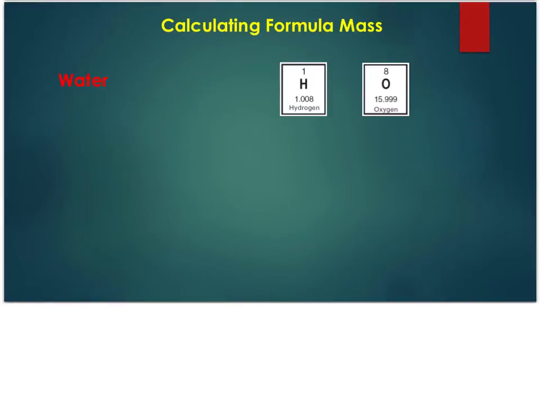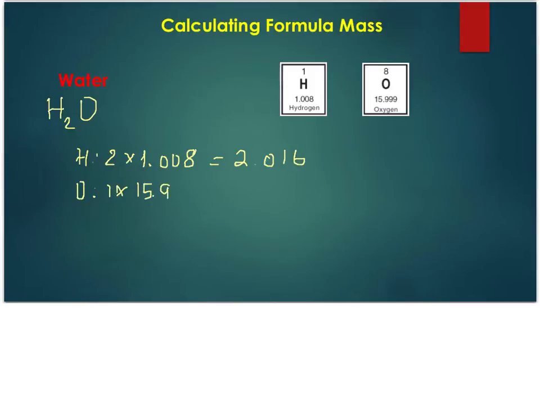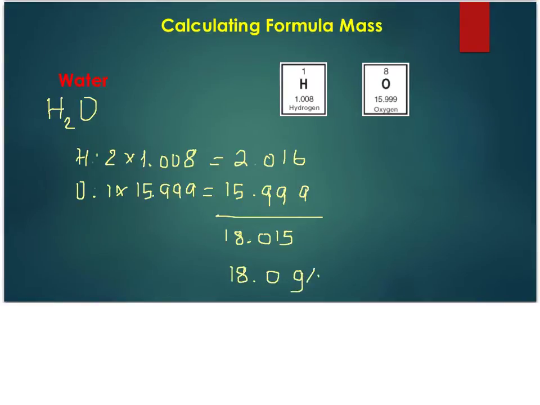Alright, in this example we have water, and you should remember the formula for water. That's one that you should know. That is H2O. So for hydrogen we have 2 of it, and its atomic mass is 1.008. Multiply out, that gives us 2.016. Oxygen, we have 1 times 15.999. So we add these together, that gives us 18.015. And we want the answer to the nearest tenth, so that's 18.0, and units of grams per mole. So this here is the formula mass of water.